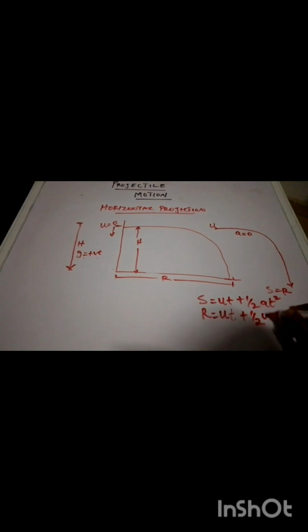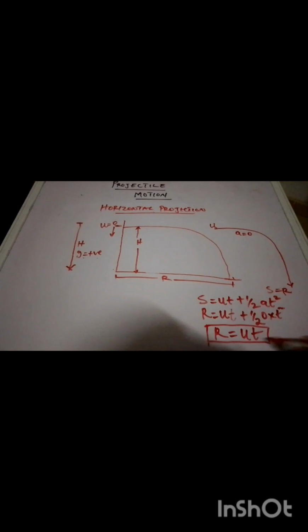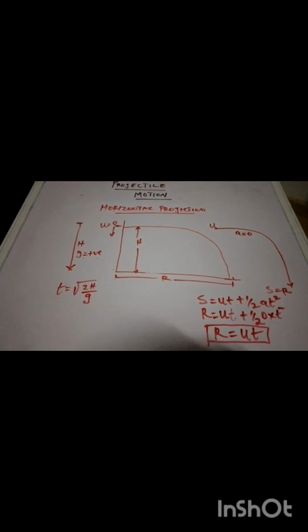Remember, our acceleration is 0 times t squared. So whatever our t value is, multiplied by 0, everything here becomes 0. So that's why our range equals ut. If our range equals ut, remember for the vertical component we have gotten a value for t, where t equals the square root of 2h over g. If you recall that, we are looking at the vertical component.